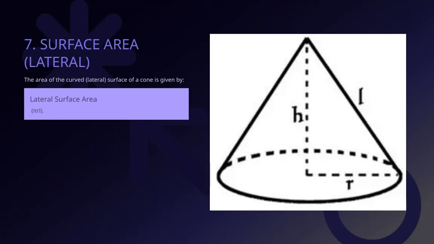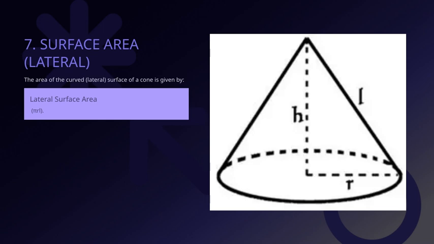Now let's take a closer look at the lateral surface area of a cone. This is the area of the curved surface that wraps around the cone, excluding the base. The formula for calculating this lateral surface area is quite straightforward. It's pi times the radius times the slant height. So, when you see the formula written as lateral surface area equals πrl, remember that r is the radius of the base, and l is the slant height, which is the length from the apex of the cone down to the edge of the base along the surface.